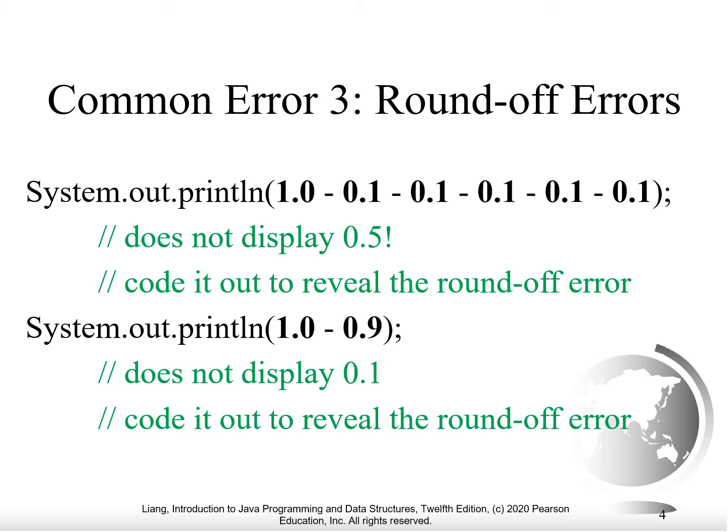You may be surprised to learn that when we run the code on this slide, the values that are displayed on the console are not 0.5 and 0.1. Take some time to code these statements and discover what is actually displayed. Later, we will see some direct implications of this fact when we start coding constructs such as conditional statements and loops.